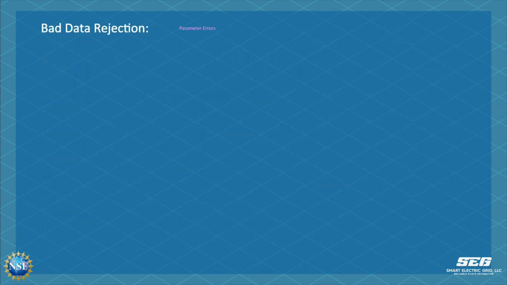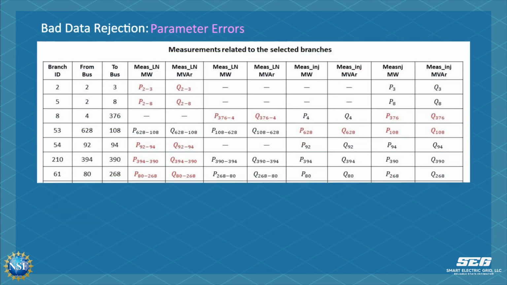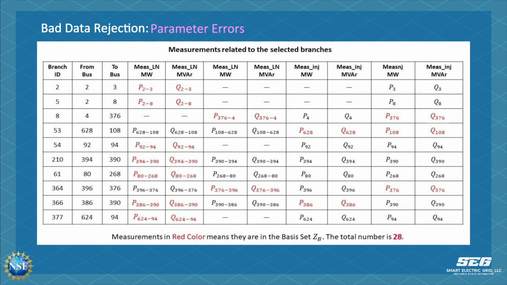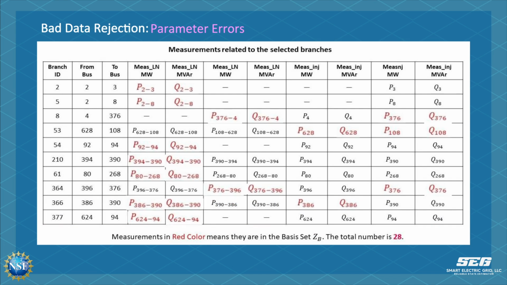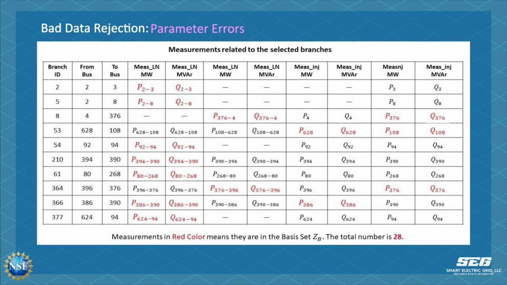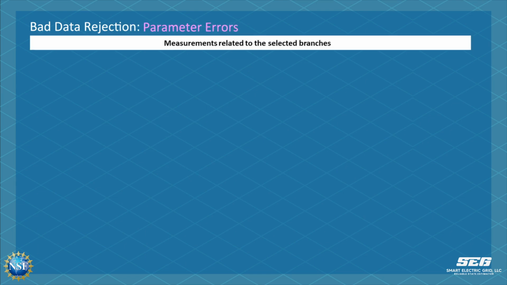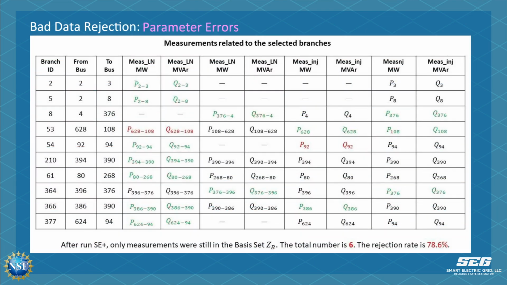We found 66 measurements became bad measurements due to these 10 parameter errors, and 28 out of 66 were in the basis set ZB before we ran SE Plus, which are indicated by red color. Then we ran SE Plus and found 26 out of 28 measurements were rejected by SE Plus. However, 4 measurements, originally not in the basis set ZB, entered ZB. So totally 22 measurements were rejected by SE Plus.